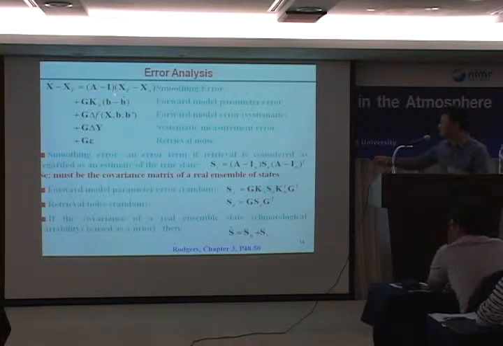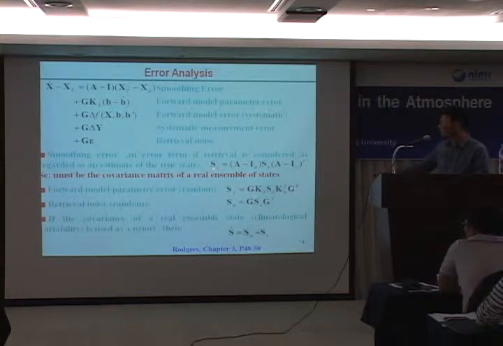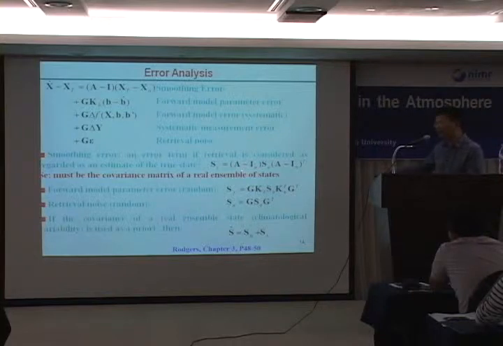Because in a lot of conditions we don't have the true knowledge about the true state, we cannot derive the actual smoothing error, but we can derive the error in a statistical sense. So we can derive the smoothing error covariance matrix according to this equation. But it should be noted that to derive this, you have to use the covariance matrix of a real ensemble of the states, which means you have to use the climatological a priori covariance matrix.